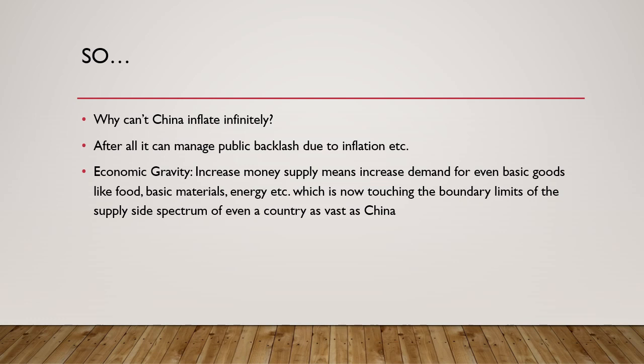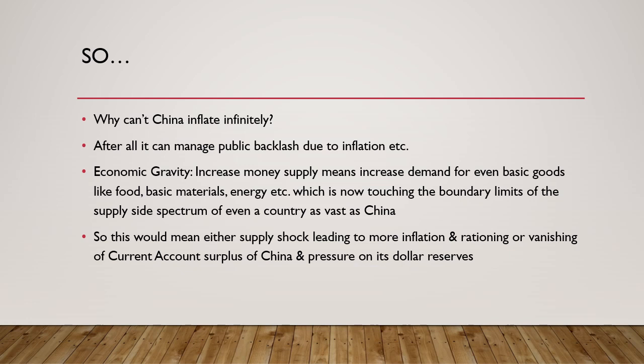Economic gravity. And by that, what do I mean? If one increases the money supply, that leads to an increase in demand. Even for the most basic goods, like food, basic materials, energy, Chinese imports have been rising gradually over the years. Domestically also, even for a country whose supply side spectrum is as vast as China, we are seeing the Chinese economy touching its boundary limits. So in other words, the supply side of China is reaching its boundary limits even as its demand is increasing.